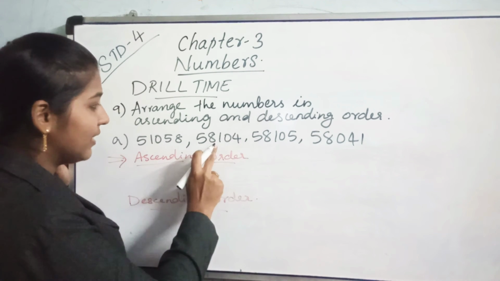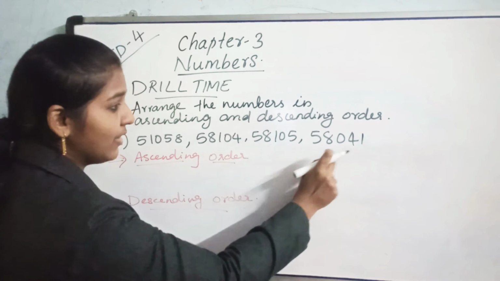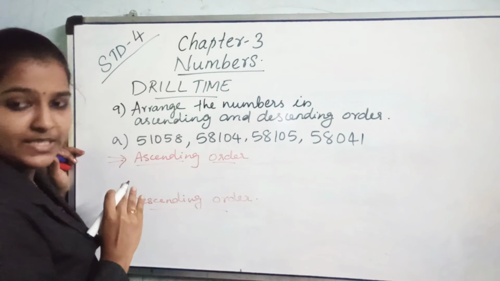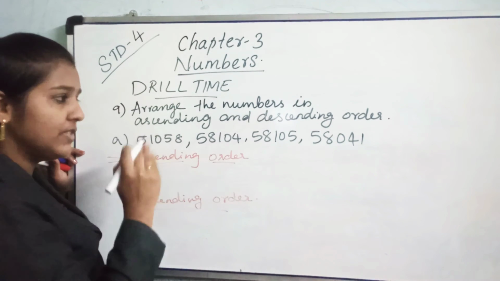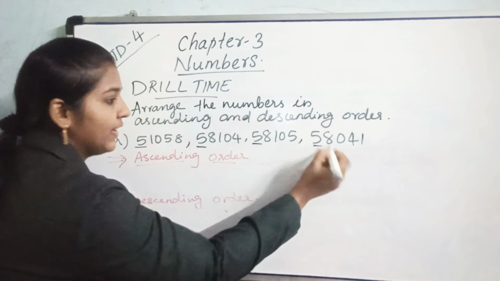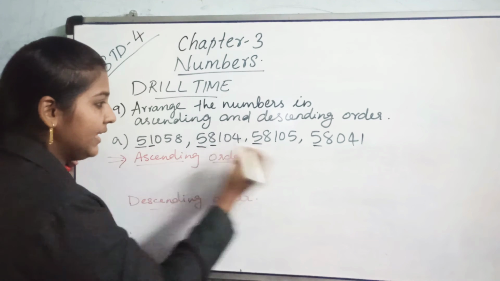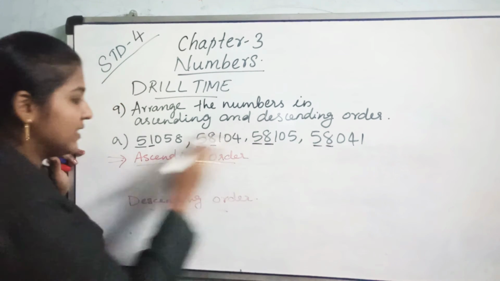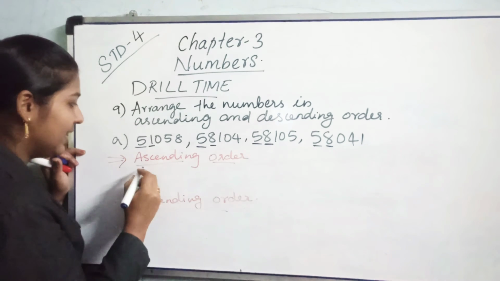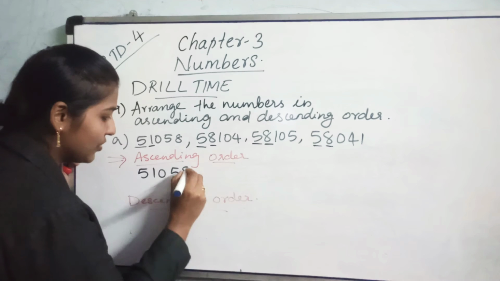51,058, 58,104, 58,105, 58,041. So we can understand all are 5-digit numbers. So check the digits in the first position, that is 5, 5, 5, 5. All are the same. Now move to the next place, that is 1, 8, 8, 8. So which is smaller, 1 or 8? 1 is smaller, isn't it? So you can write 51,058 in the first position.